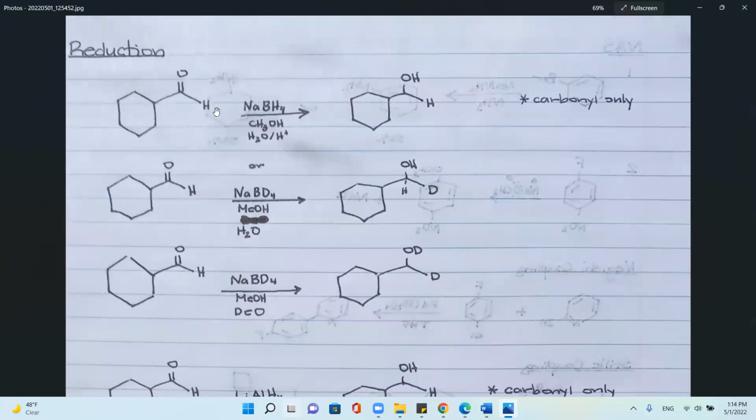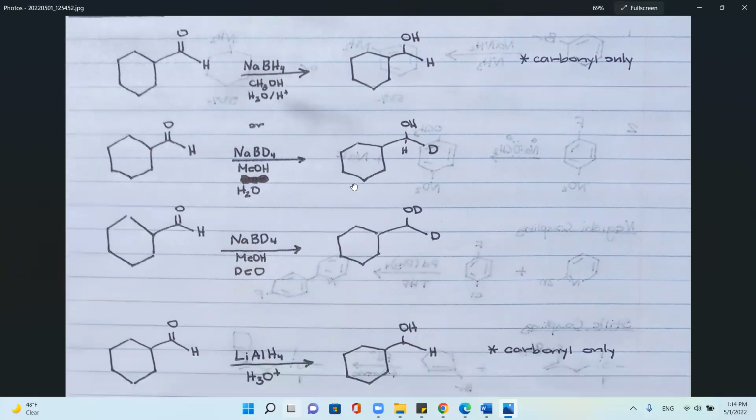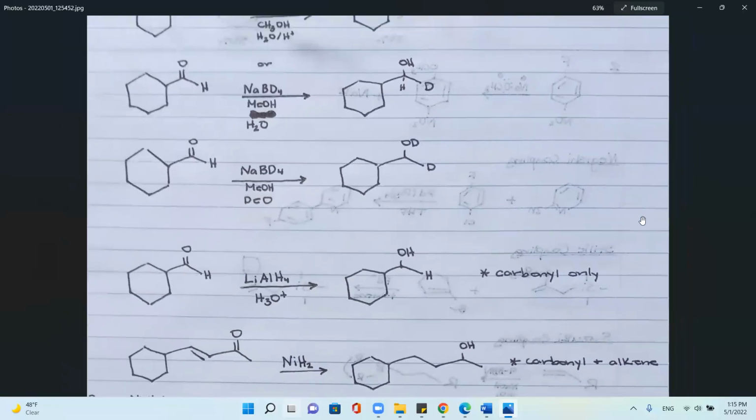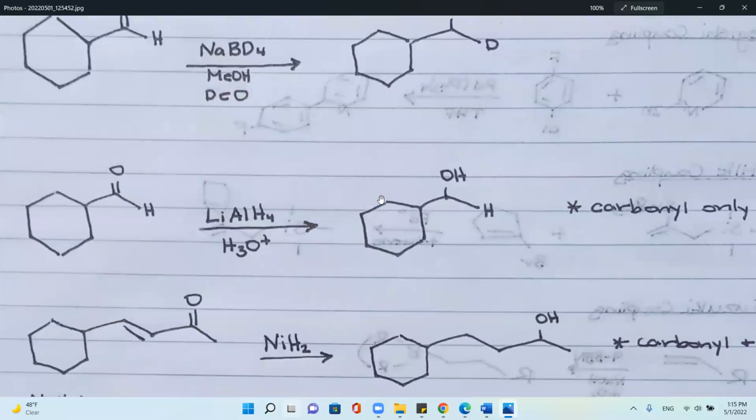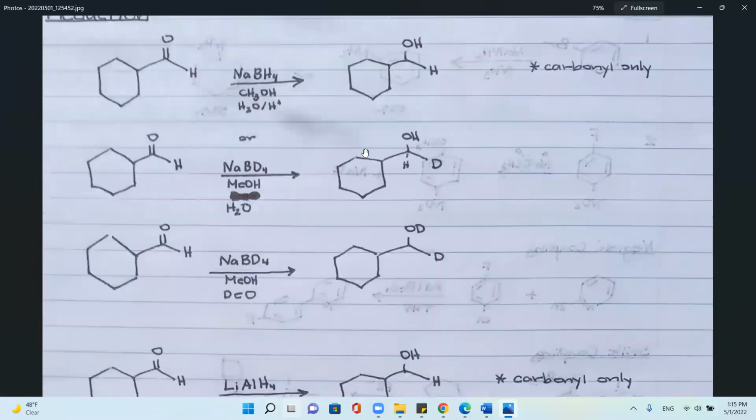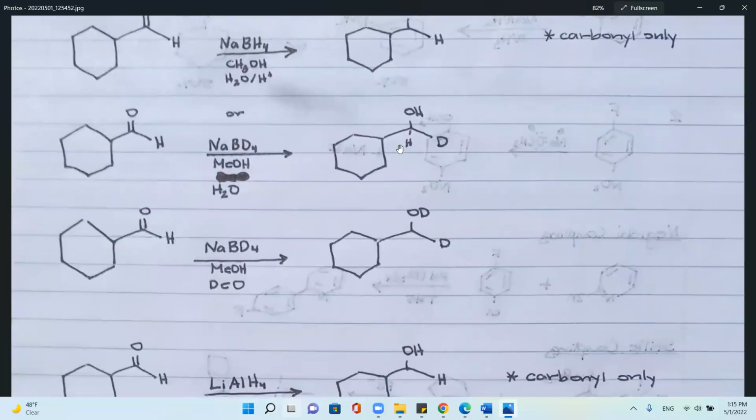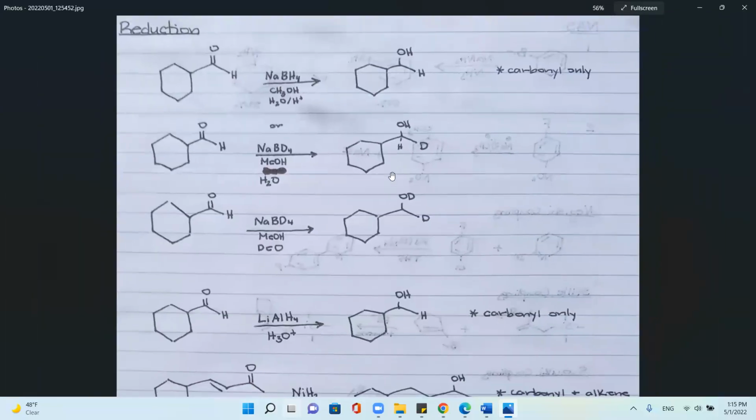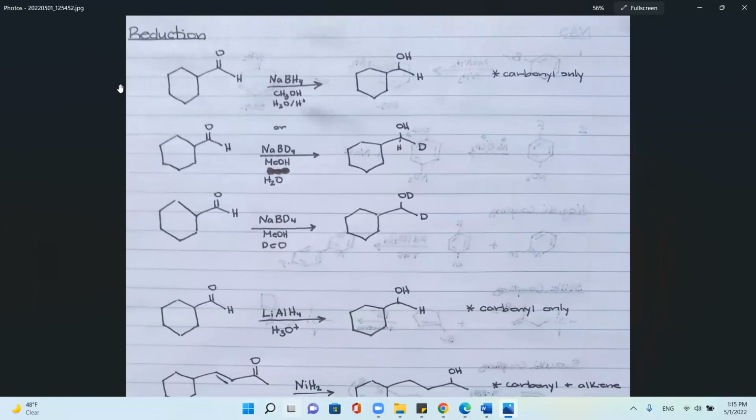You can see just by looking over them quickly: here the reagent is sodium borohydride, 4 hydrogens. Here this is deuterium, which is an isotope of hydrogen, but again, 4 of them. Lithium aluminum hydride, again, 4 hydrogens. In our nickel reaction, we have 2 hydrogens. So again, we're going to have lots of hydrogens. There are no oxygens anywhere here, as you can see. That would be reserved for our oxidation reactions, but for this we are doing reduction.